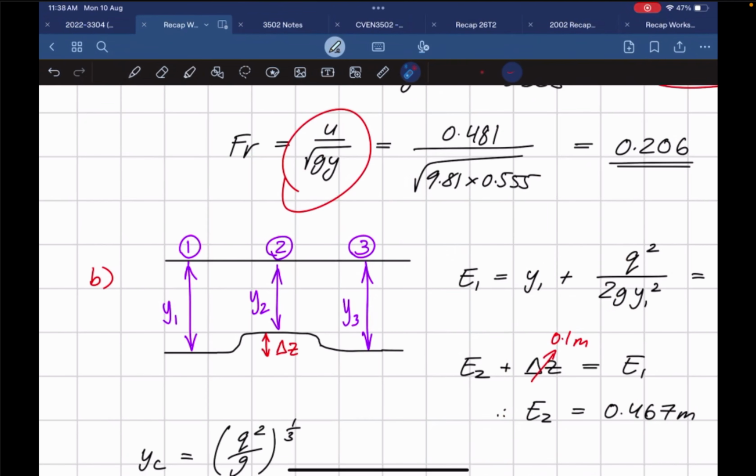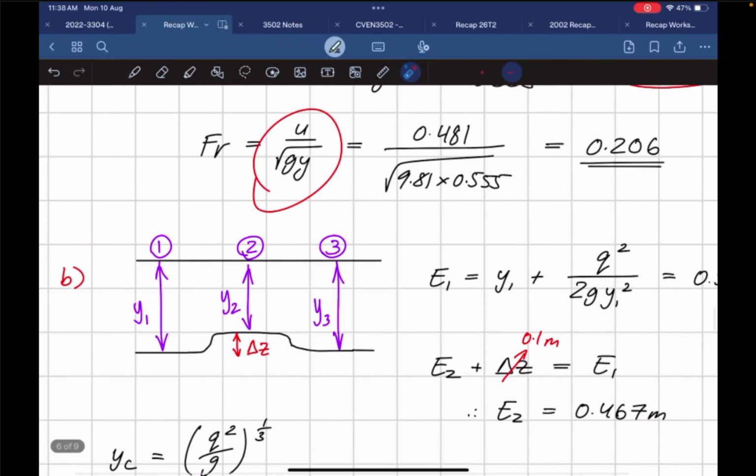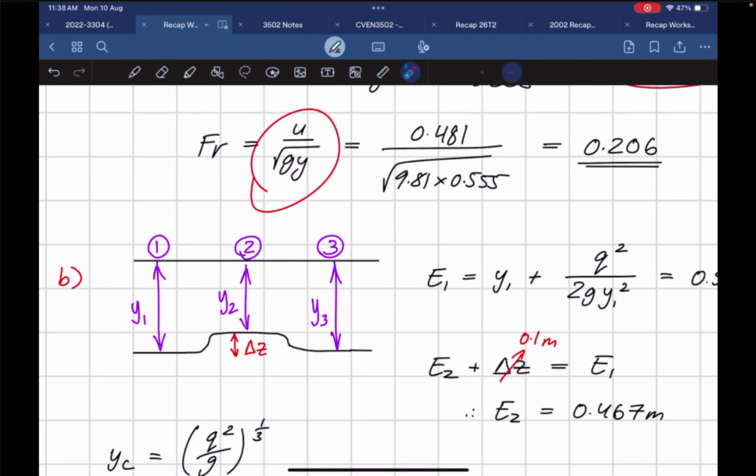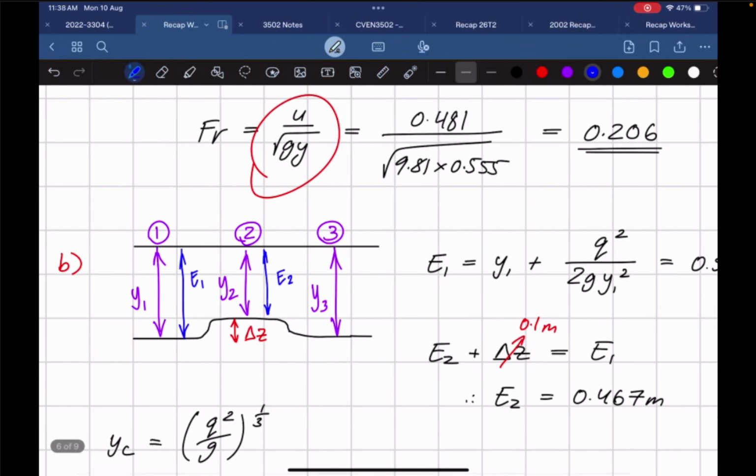So essentially, our main goal is to figure out the specific energy at point 2, and then figure out whether that's greater or lower than our critical energy. So there's two values to calculate, E2 and EC. How do we calculate E2? At this point here, we've got E1. At this point, we've got E2. We can make a conservation of energy statement: E1 is going to be equal to delta Z plus E2. The head at both points is going to stay the same.